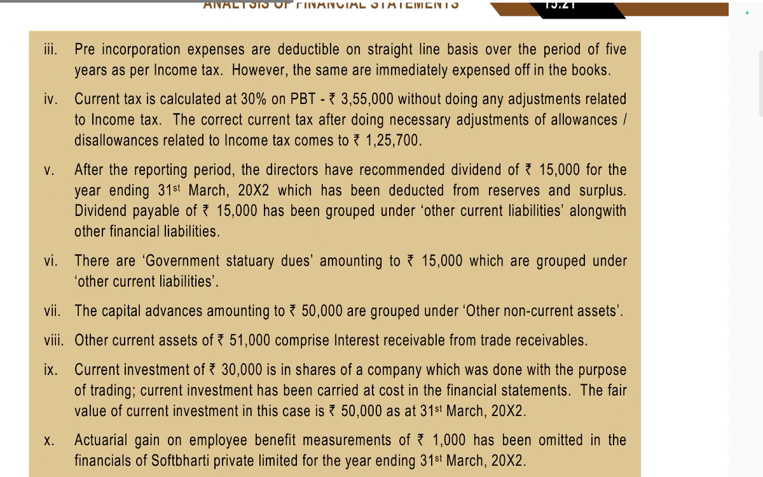However, the same is immediately expensed off in the books, and the current tax is charged at 30% on profit before tax of 35 without doing any adjustment relating to income tax. The current tax after doing the necessary adjustments, allowances and disallowances relating to income tax comes to 1,25,500.